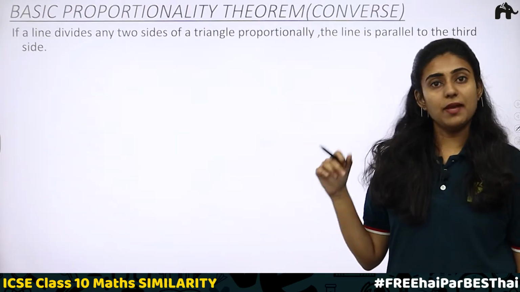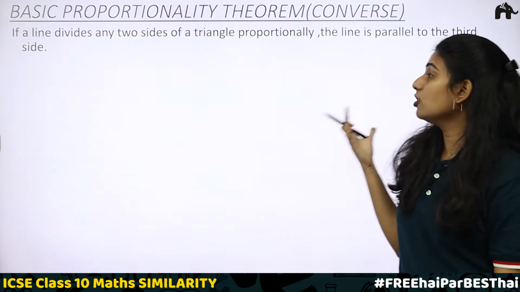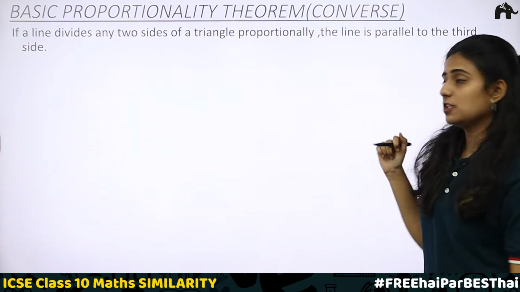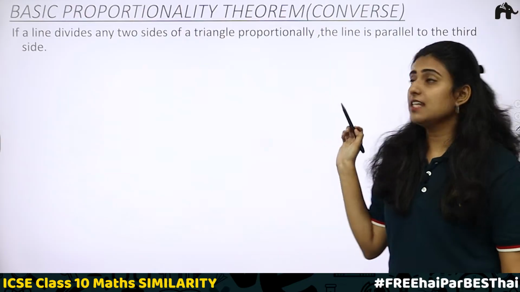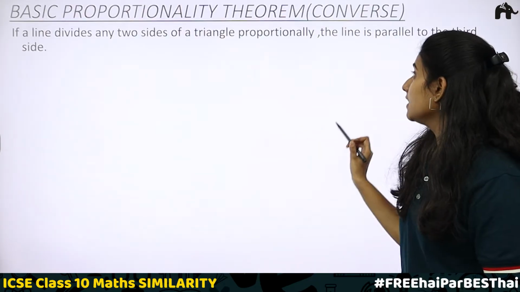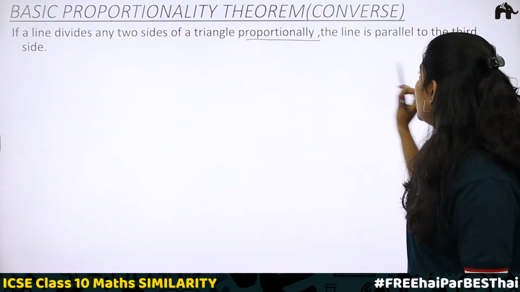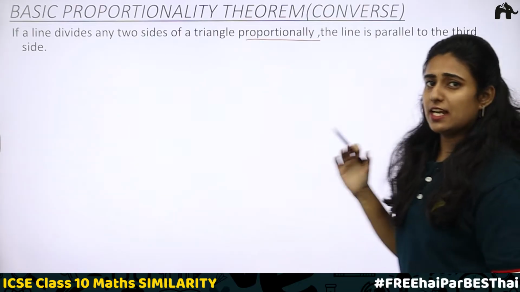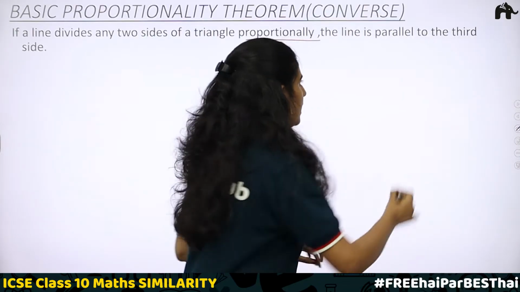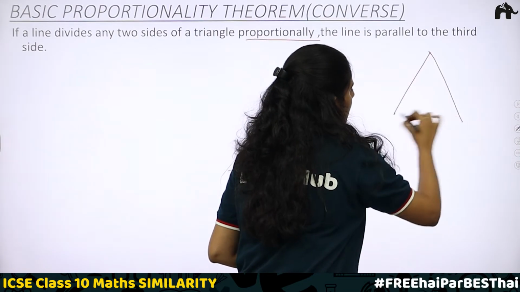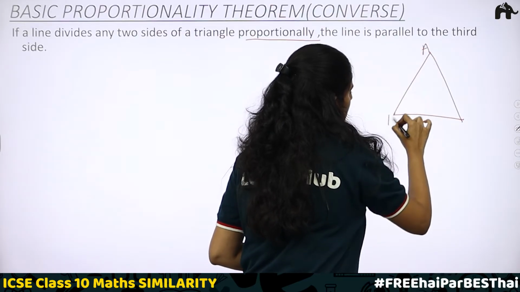Okay, we studied basic proportionality theorem. Now let's see what's the converse of basic proportionality theorem. If a line divides any two sides of a triangle proportionally, the line is parallel to the third side. Just the reverse statement. Here again, we are taking a triangle ABC.